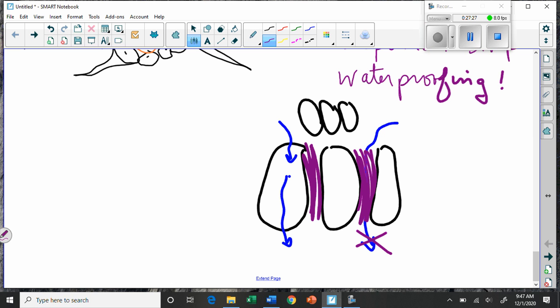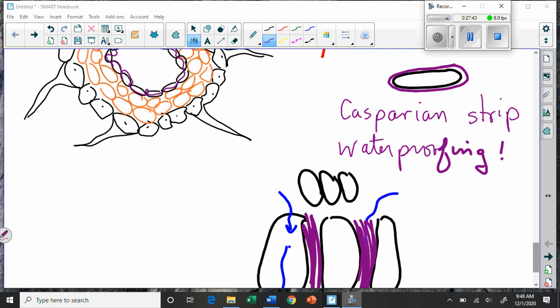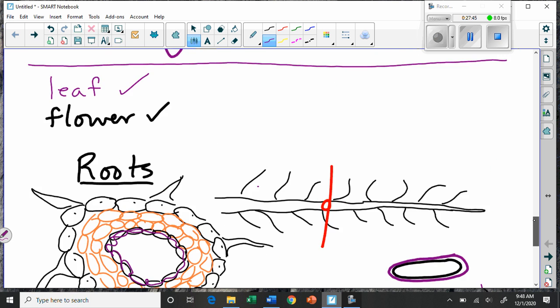And that's an important thing because these cells have to be able to control the rates at which water moves in and out and the movement of minerals and things. And if you're letting it slip in between, the cells can't control it. Okay? So that's what's going on there.